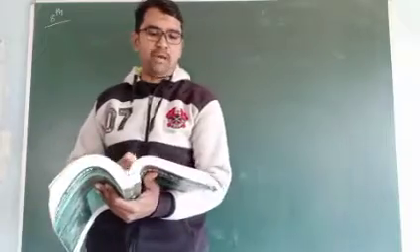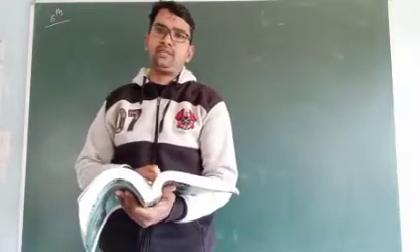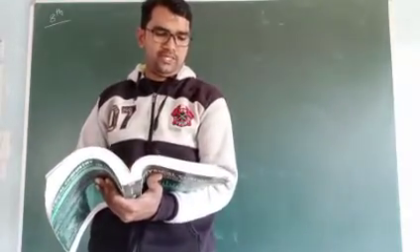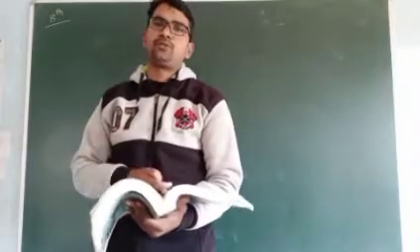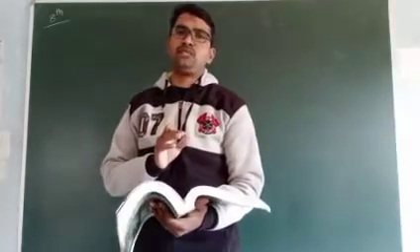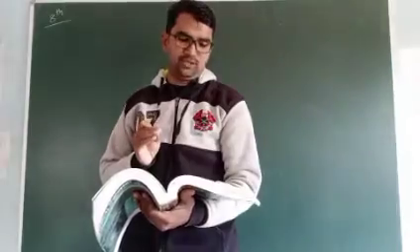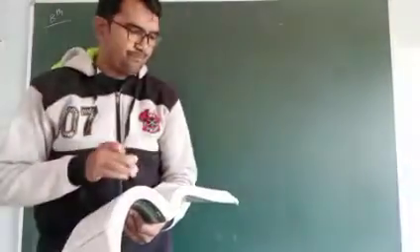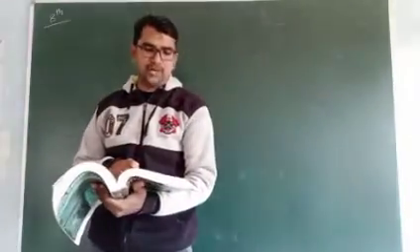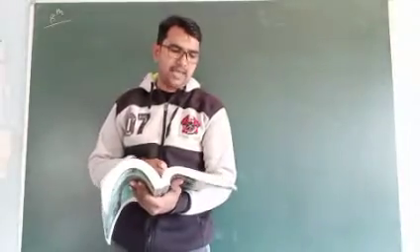Today I will explain linked comprehension type questions. First, one paragraph is given. After that, 6 problems are given. Based on that given information, we have to solve these MCQs. First paragraph: two flasks A and B have equal volumes.